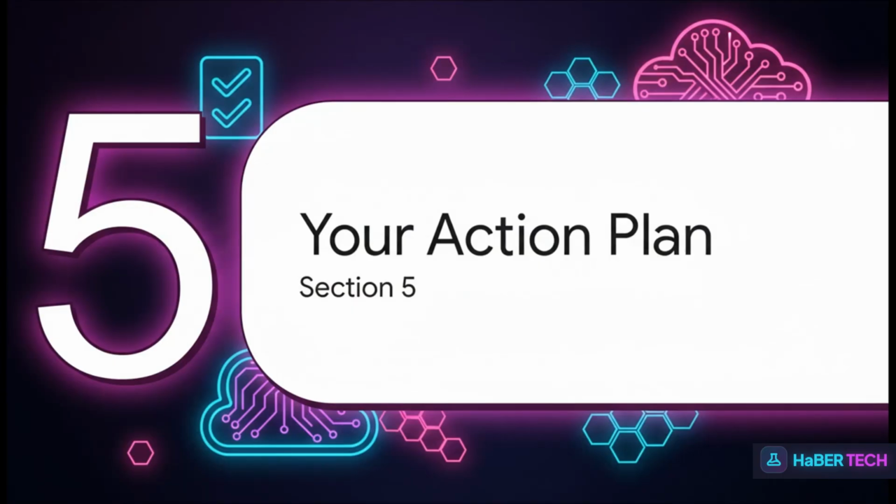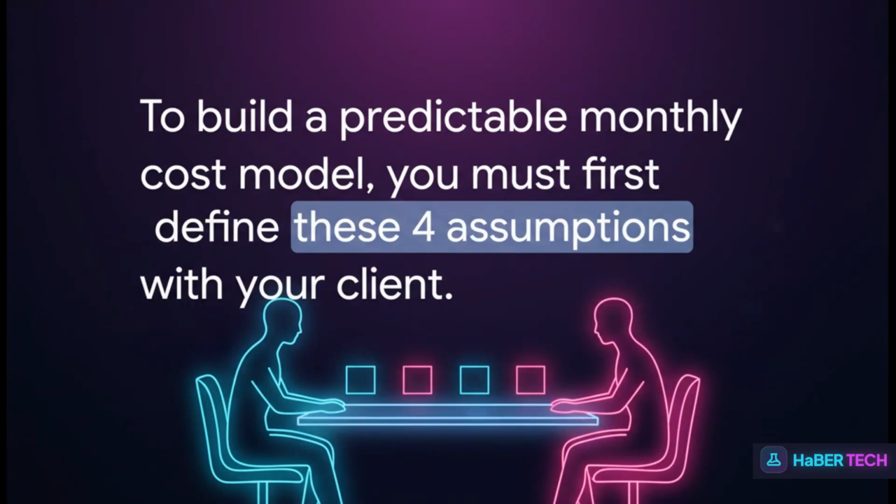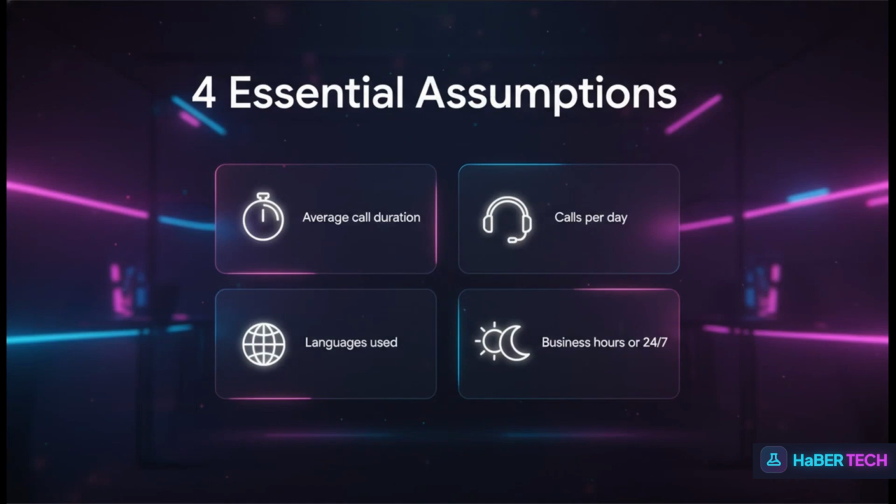Now, in our final section, let's turn this into a super practical action plan. I'm going to give you a simple checklist that'll let you build a quote you can feel great about. Here's the most important step. To build a predictable cost model, you can't just guess. It's impossible. You have to start by actually sitting down with your client and defining a few key assumptions about how they're going to use the app. And here they are. This is your checklist. You just need to get a ballpark estimate for these 4 things.